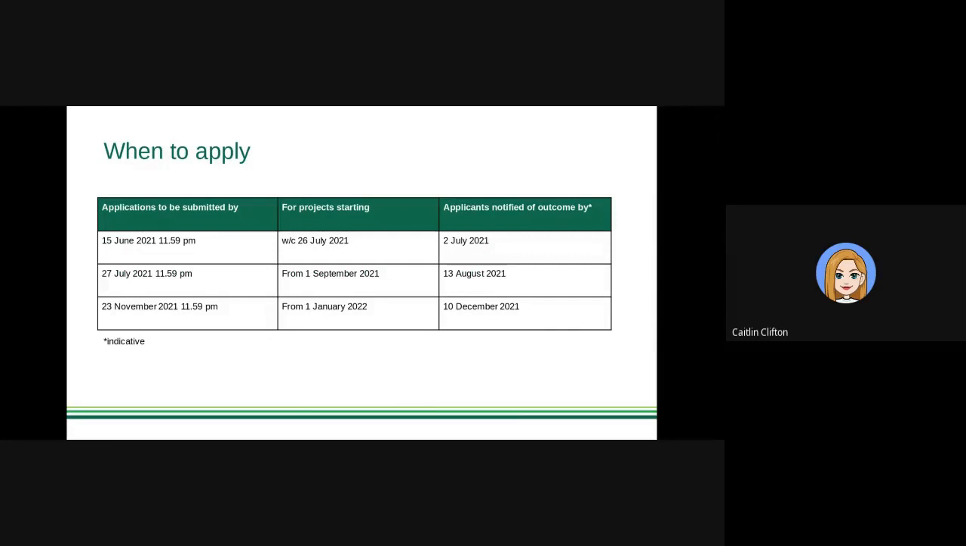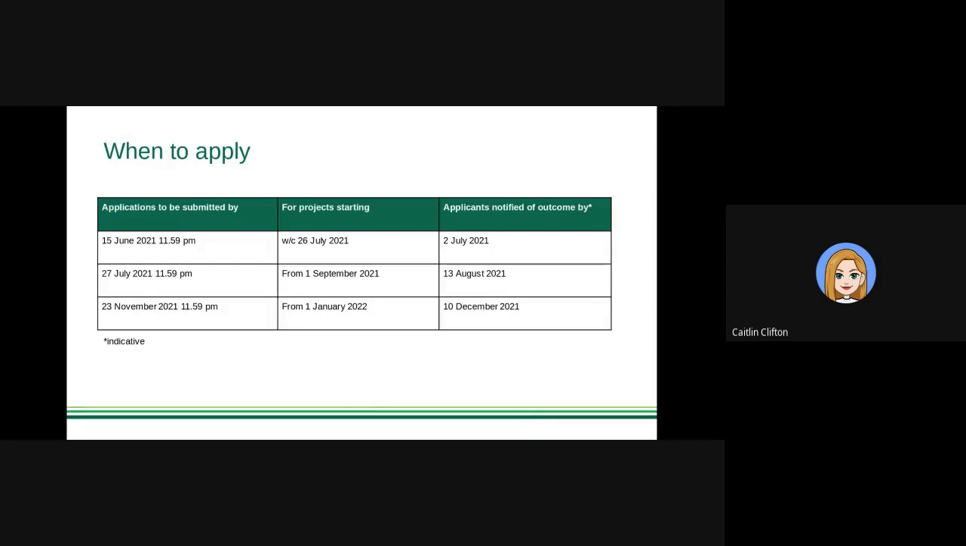So, when to apply? So this table describes what we refer to as rolling rounds. And these are rounds that are set up to accept applications at any time and then assess them at numerous times throughout the year. This is intended to give you more flexibility over when you might want to submit an application. Once you know when you want your project to start, you should really consult this table to understand when the best time might be to apply.